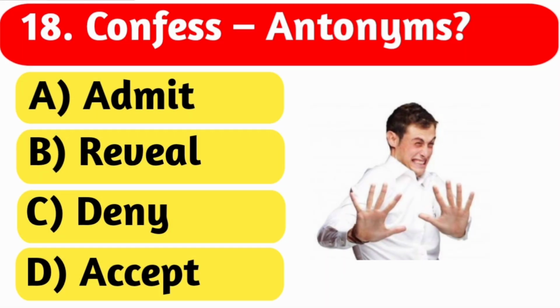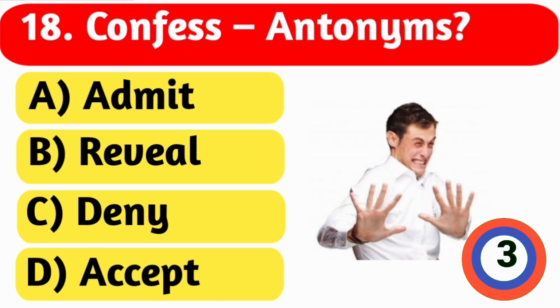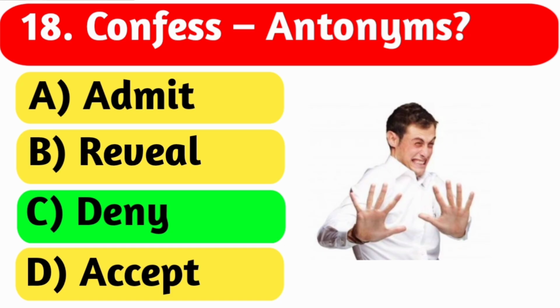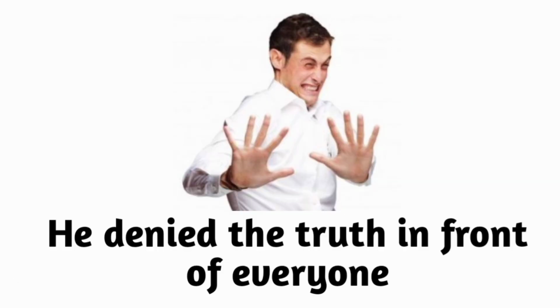Your 18th question is confess antonyms. Your options are A. Admit, B. Reveal, C. Deny, D. Accept. Your correct answer is option C, deny. He denied the truth in front of everyone.